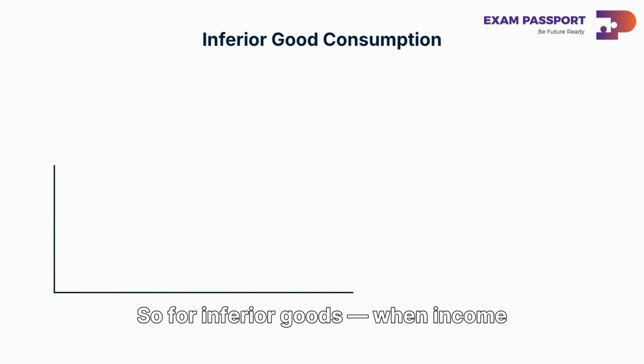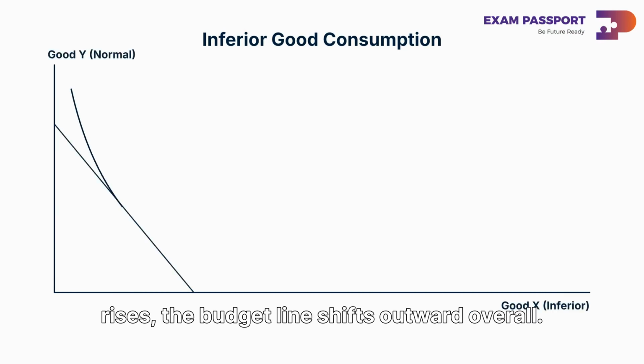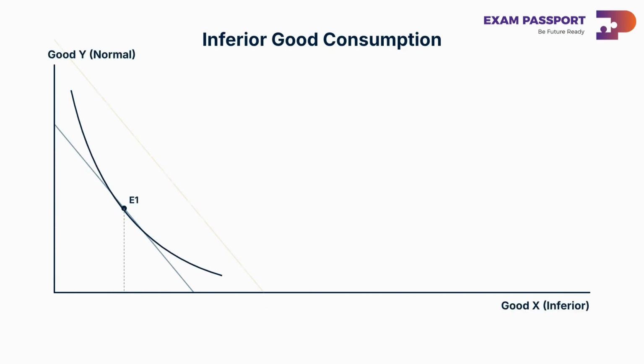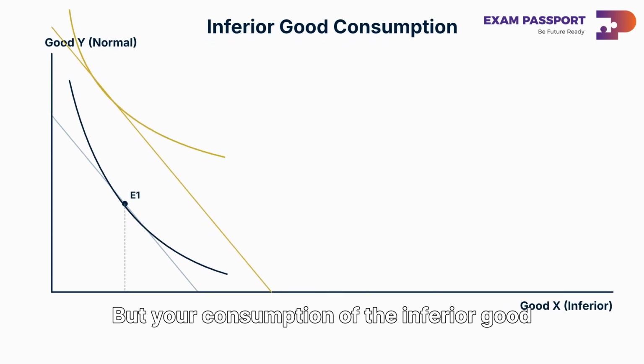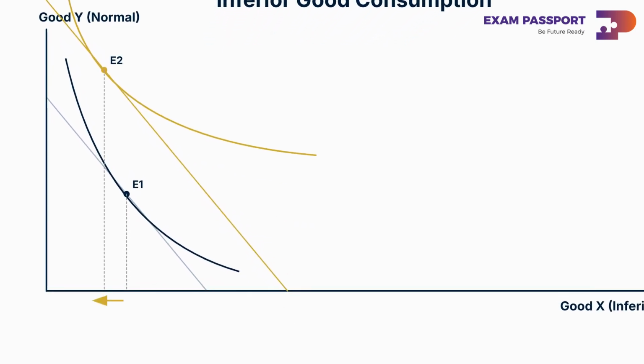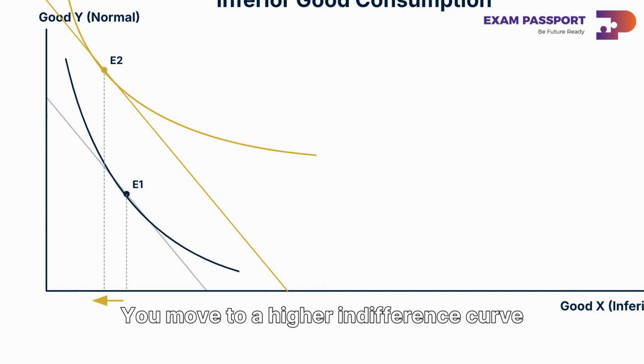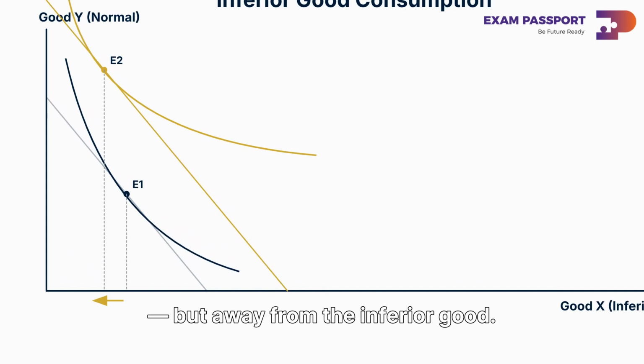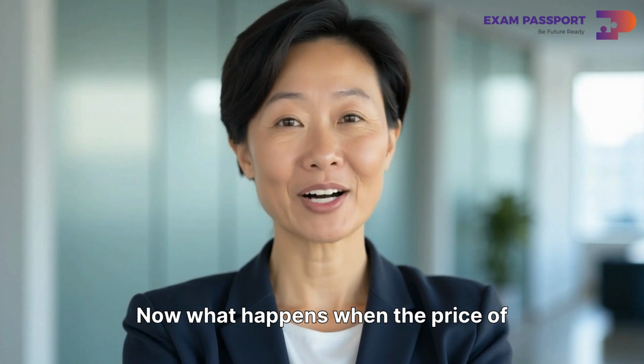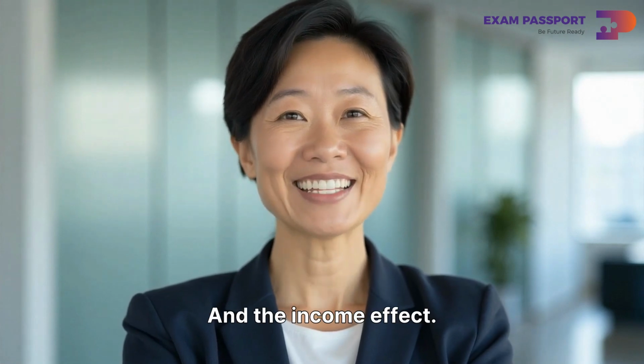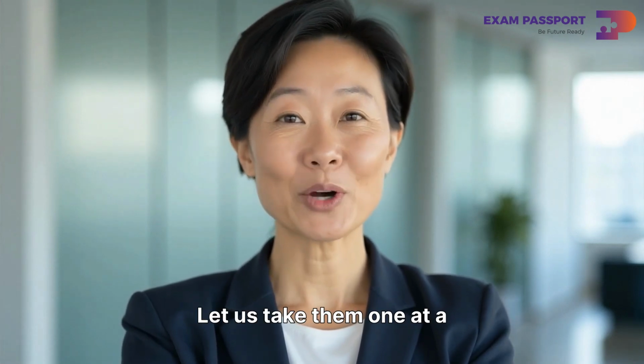So for inferior goods, when income rises, the budget line shifts outward overall. But your consumption of the inferior good actually falls. You move to a higher indifference curve, but away from the inferior good. Now what happens when the price of one good changes? 2 things happen simultaneously, the substitution effect and the income effect. Let us take them one at a time.